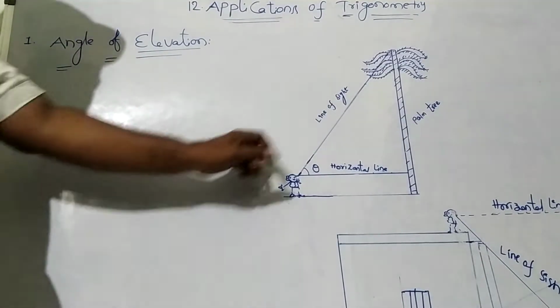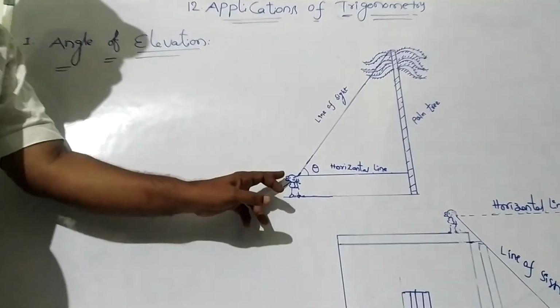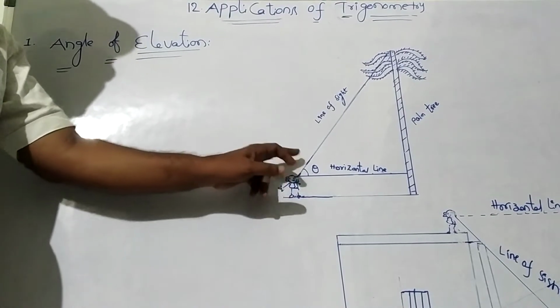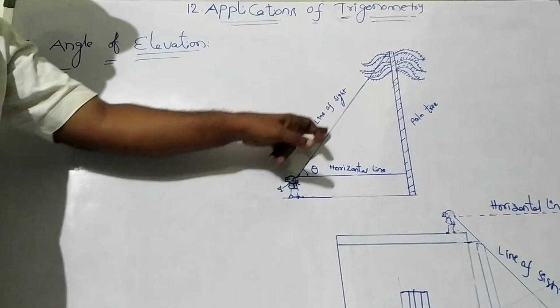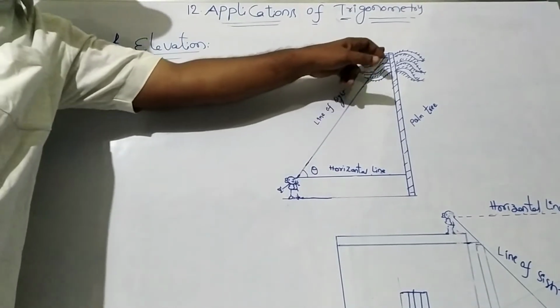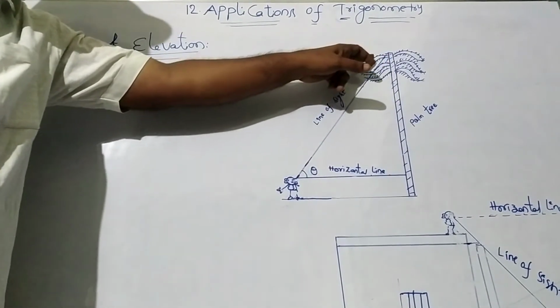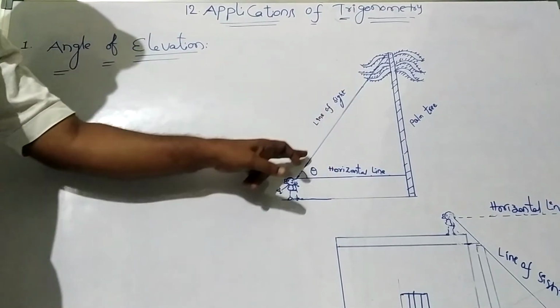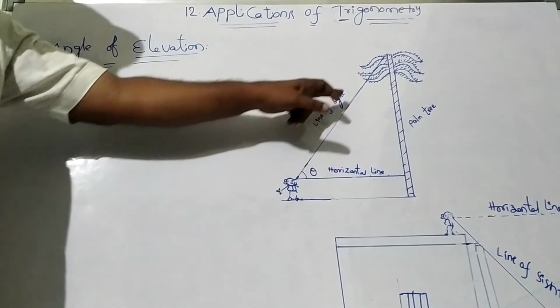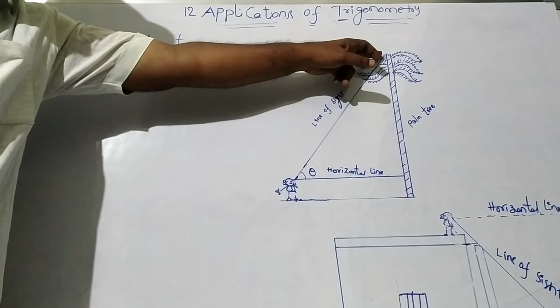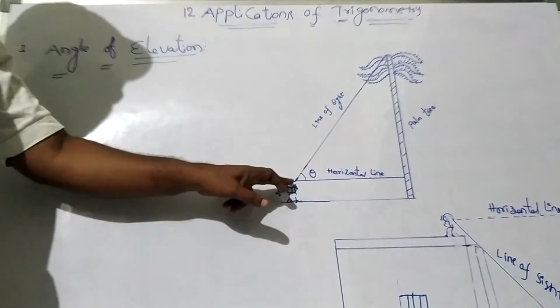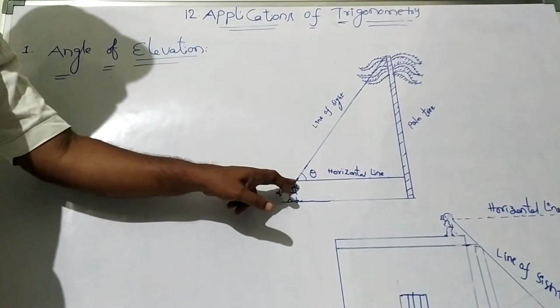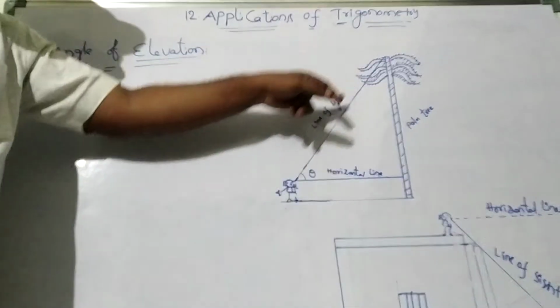Line of sight. So the line of sight means the line segment joining from the topmost of the palm tree to the eye of the girl. Okay, this is the line of sight.